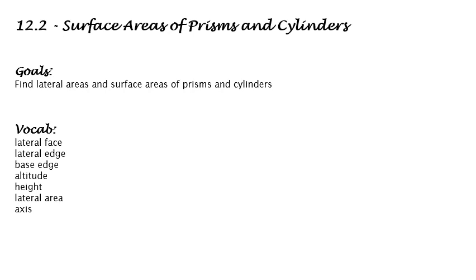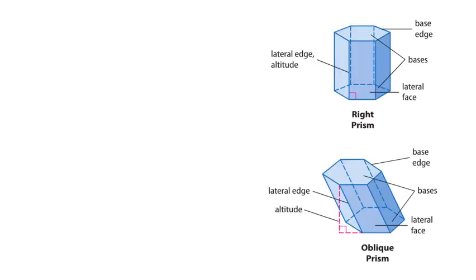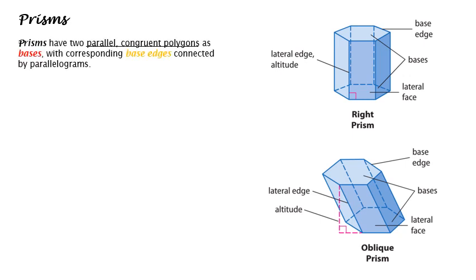Okay, let's get started. And we're going to start with the vocab associated with our prisms. The first thing to know about a prism is that it is going to be made up of two parallel and congruent polygons. We're going to call those the bases. So we've got our bases here drawn. In this case, we have a hexagonal prism, which tells us that the bases are both hexagons. Same down below. We'll talk about how this is actually a slightly different type of prism.